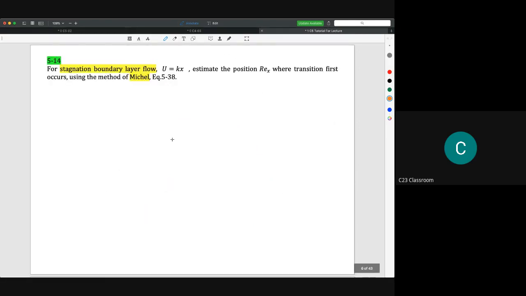Then, for example, again in question 5.14 for stagnation boundary layer flow, let's say we have a very simple U equals Kx. Estimate the position of the Reynolds number where the transition first occurs using the method of Michel. The first two questions focused on the instability. Instability means where the flow starts to give a certain sign of turbulence. But transition here means the first occurrence of turbulence in that flow.